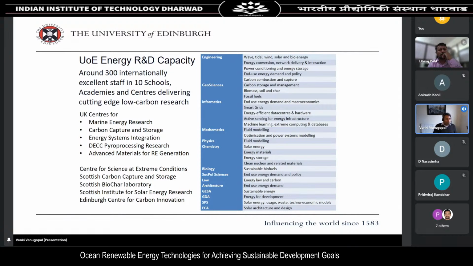And the University of Edinburgh has a very large research and development capacity. There are more than 300 internationally excellent experts working on energy-related subjects. I'm not sure whether you will be able to read them on the table on the right-hand side. It covers engineering, geosciences, informatics, maths, and we cover anything from solar to ocean energy to carbon capture to fossil fuels, smart grids, energy materials, energy storage, energy law and carbon auditing, and everything related to energy systems.